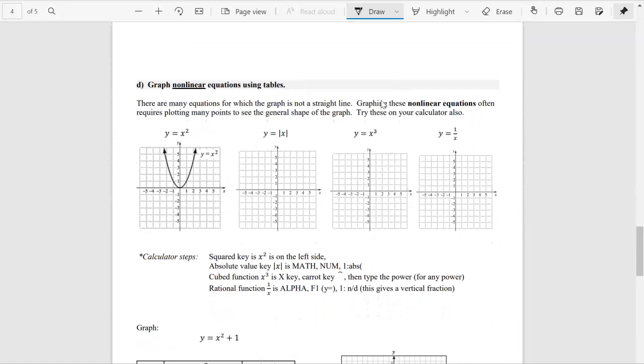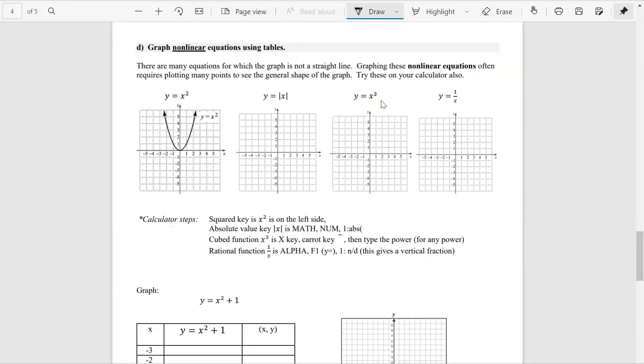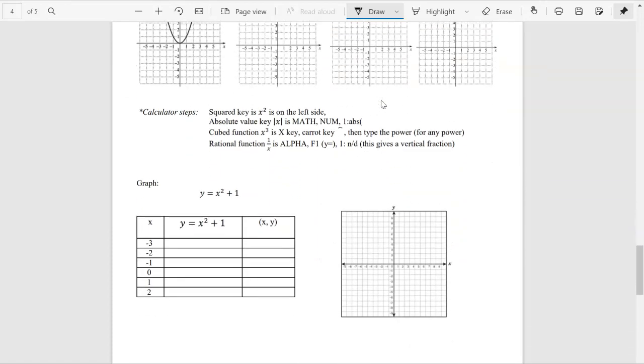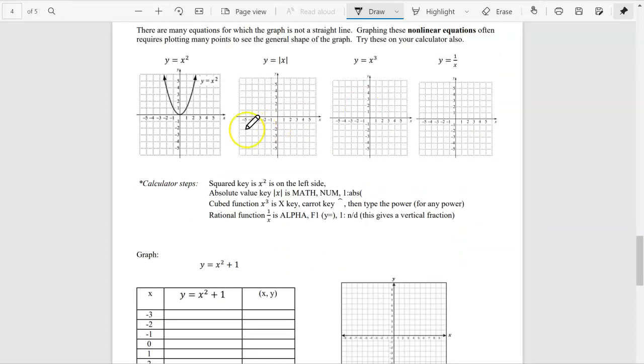Okay, if we want to graph nonlinear equations, we can do the same thing. We're going to practice one of them, but here's your key strokes that you want to make. I'm going to go ahead and get these roughly graphed for you. So this one is done for us.